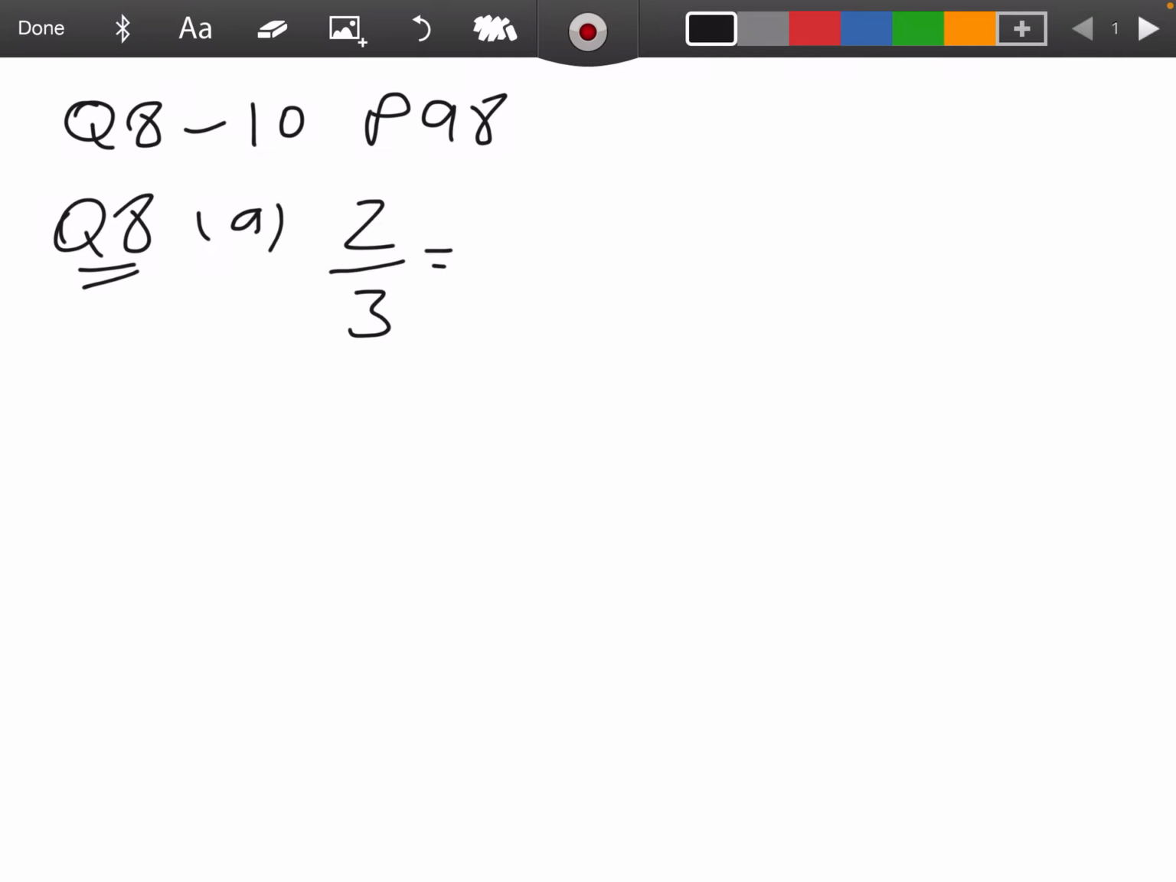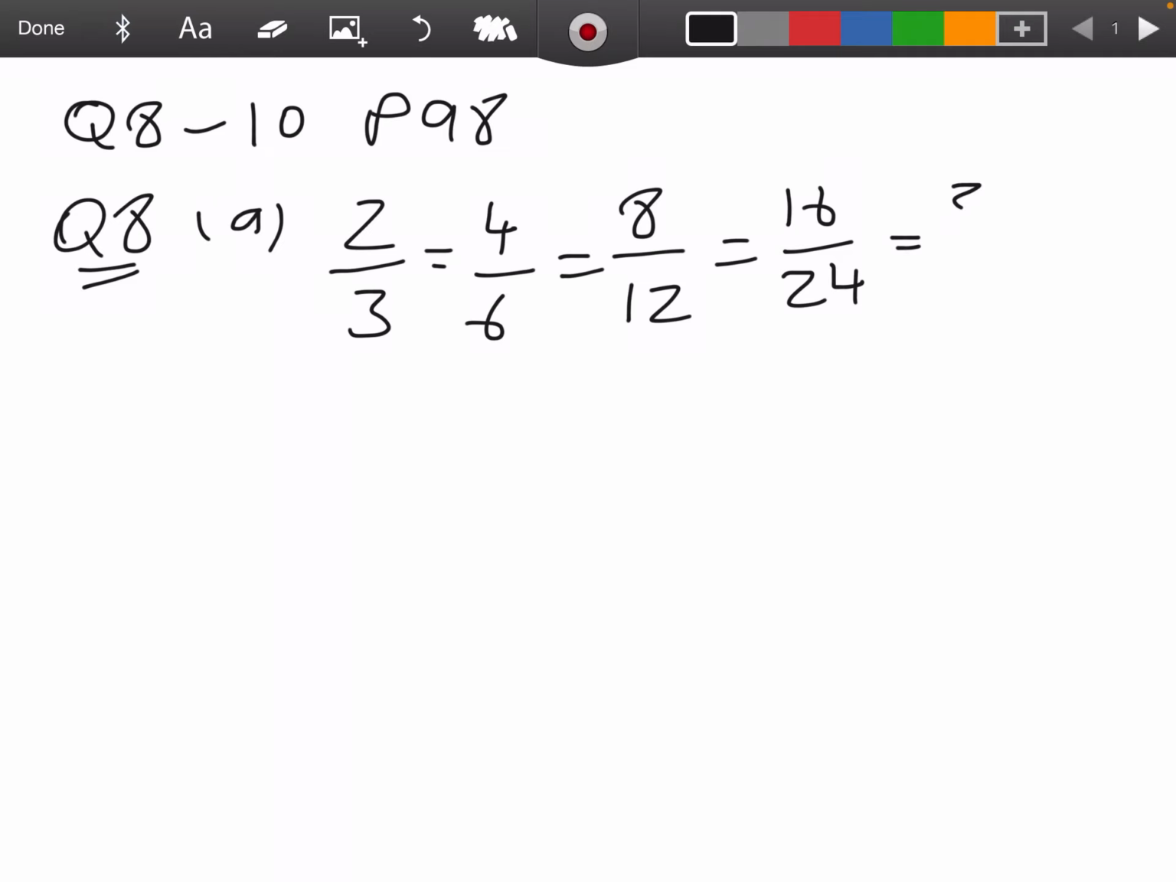To write an equivalent fraction, all we've got to do is multiply above and below the line by the same number. A nice and simple way of doing it is you can just multiply each one by 2, and if you keep doing that you will get the same amount or the same fraction. So they are all equivalent fractions, but they've got different numerators and denominators.